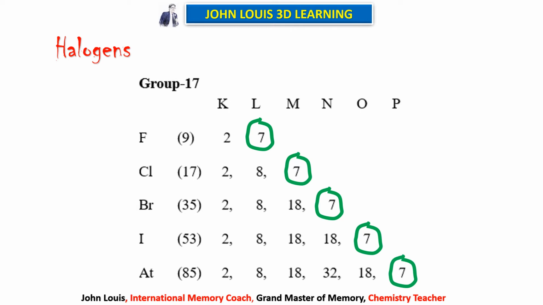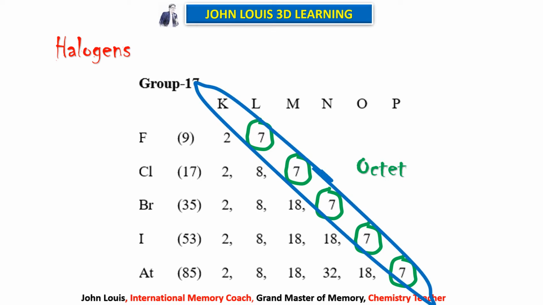Therefore, they attain stability by gaining 1 electron. By gaining 1 electron, they complete their octet. Oct means 8. So by gaining one more electron, they can attain octet structure. Thereby, they become stable. Now we need to learn how this fluorine molecule forms.